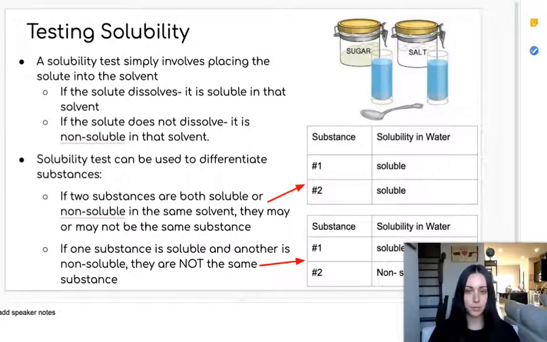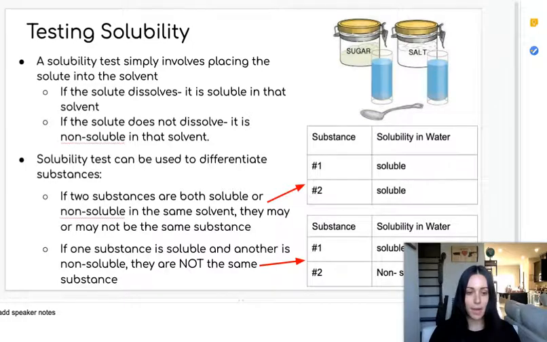Now, very important that we know how to test solubility because solubility can be very helpful in identifying or differentiating substances. It's also a very easy and simple test to perform, so it's very, very helpful for us in application. A solubility test simply involves taking the solute and placing it into the solvent. The results are very simple. If that solute dissolves, we say that it is soluble in that particular solvent. If the solute does not dissolve, then we can conclude that it is non-soluble in the given solvent.